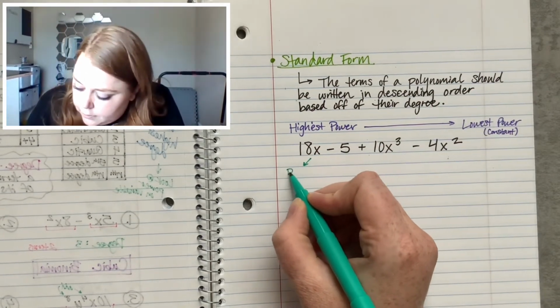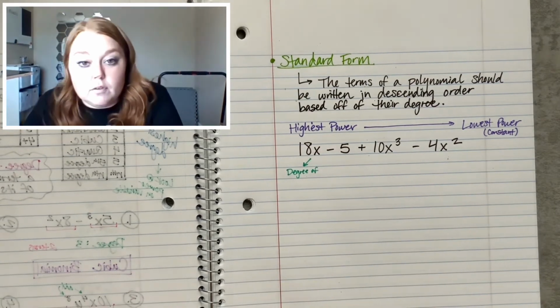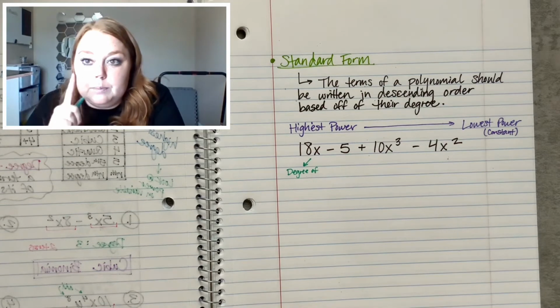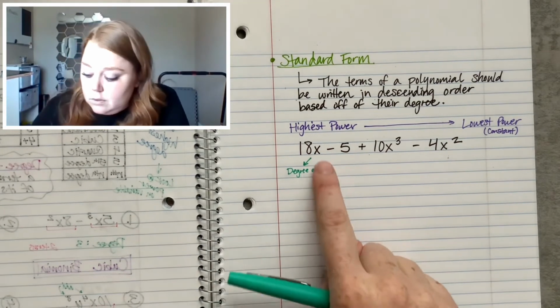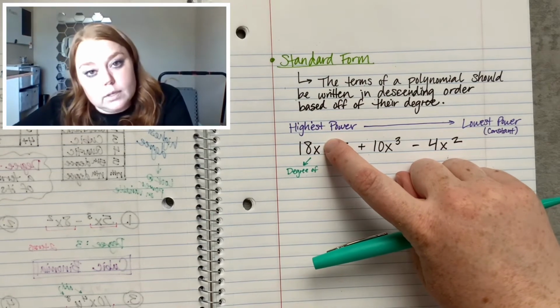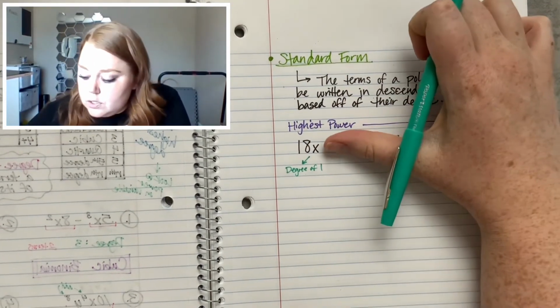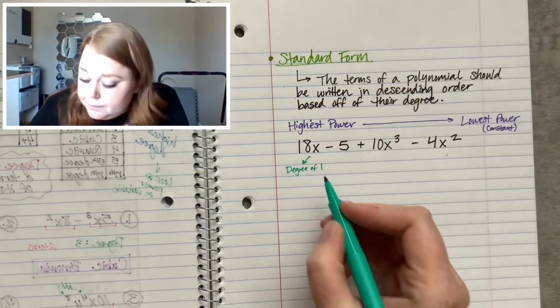Let's talk about its degree. It has a degree of, and you be careful, you look at the power on the variable. I see an x there. I don't see an exponent. What is the secret exponent? 1. So this term right here has a degree of 1.